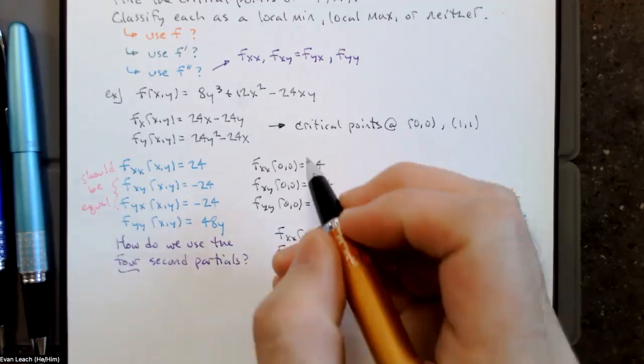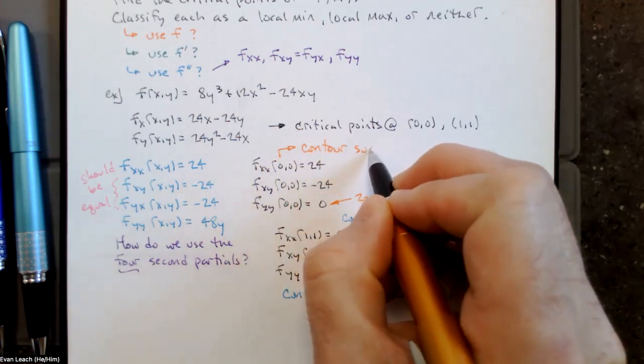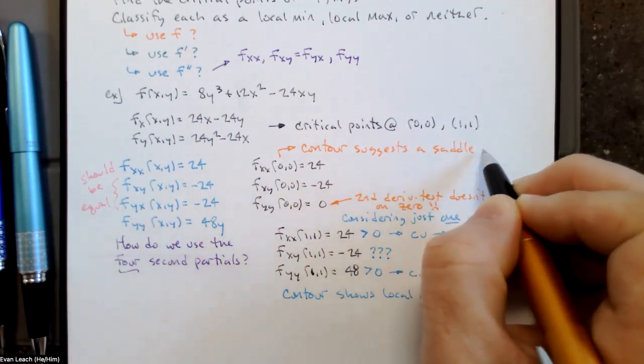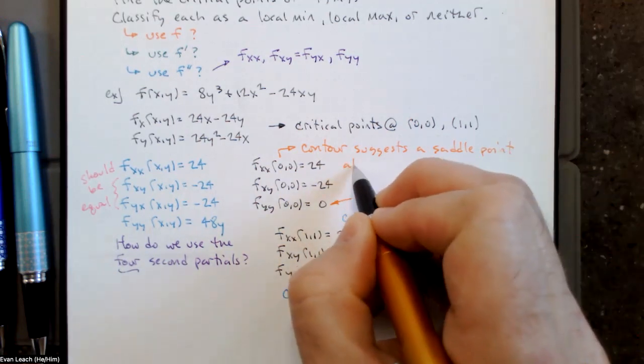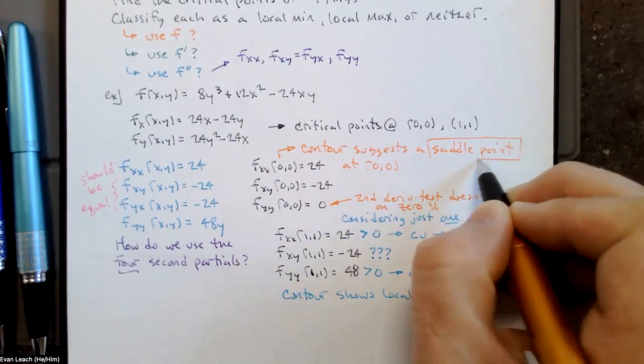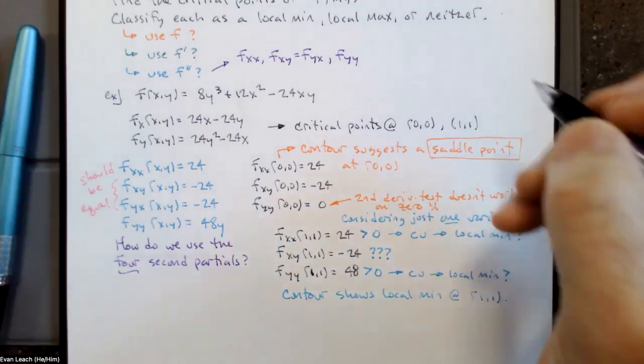So in this case, the contour is suggesting a saddle point at 0, 0. It looks like in one direction it's a minimum, but in the other direction it's a maximum. A minimum in one direction, maximum in the other. That's what we mean when we have a saddle point. It's a minimum in one direction, maximum in the other.